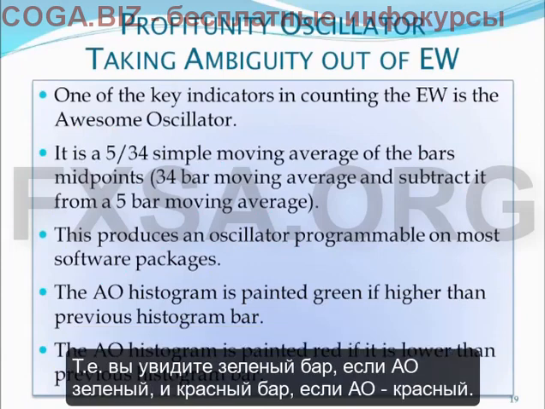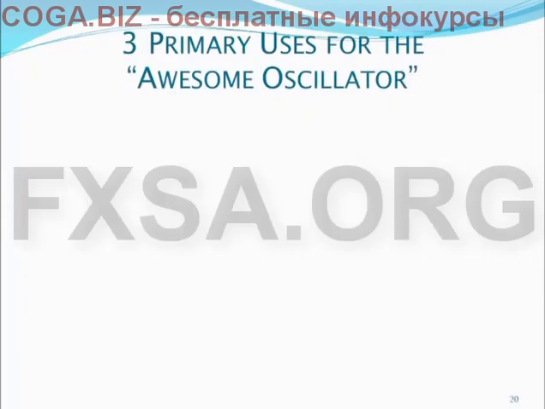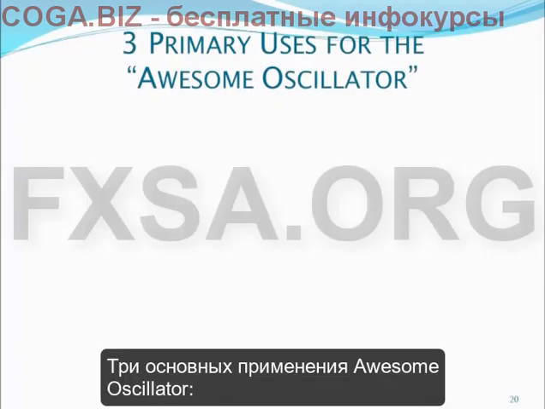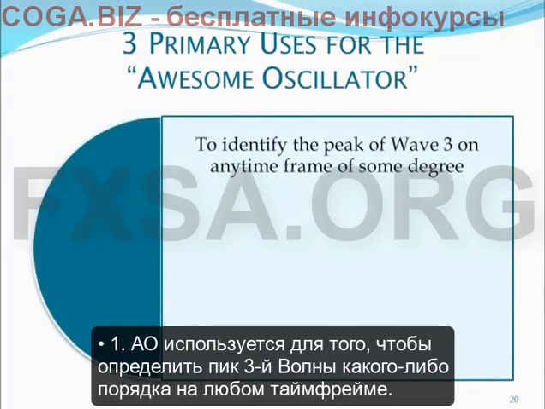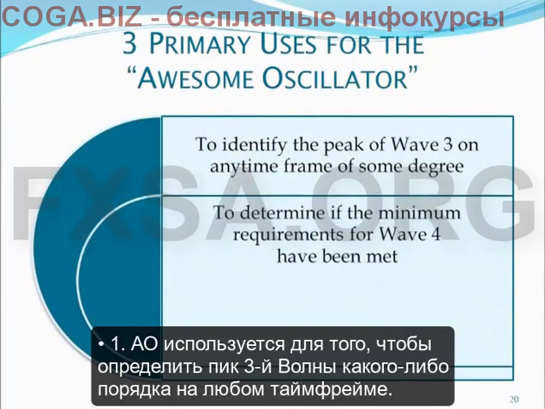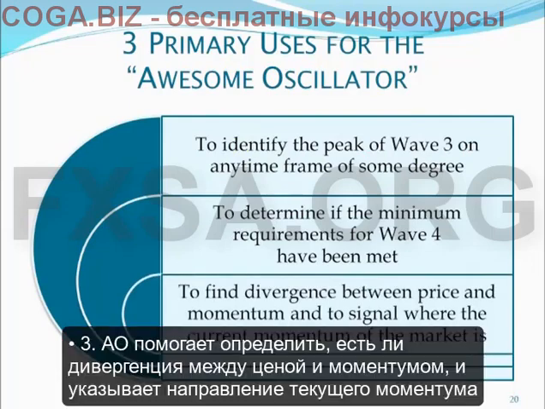So you'll see green if the AO is green, and a red price bar if the AO is red, unless it's a squat bar, which we'll be covering, and that will be painted blue. There are 3 primary uses for the awesome oscillator: to identify the peak of wave 3 on any time frame of some degree, to determine if the minimum requirements for wave 4 have been met, to find divergence between price and momentum, and to signal where the current momentum of the market is.